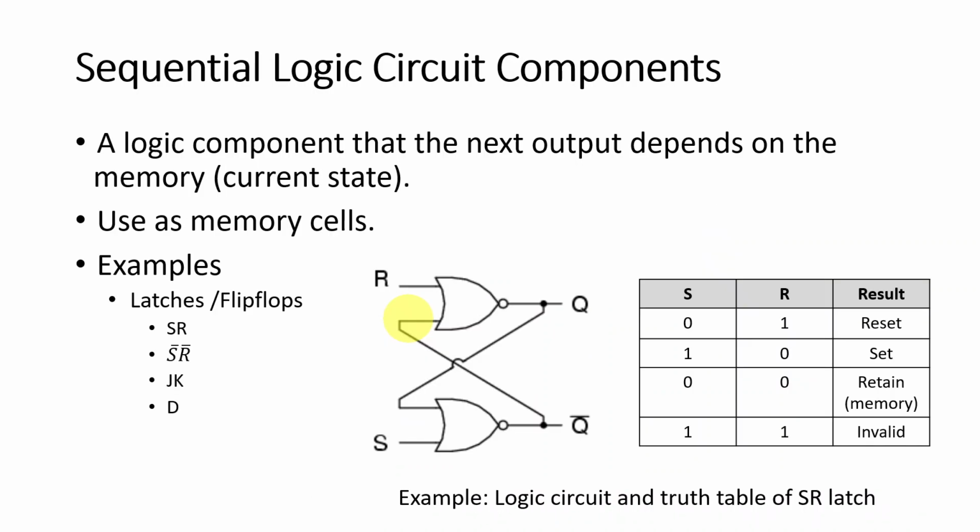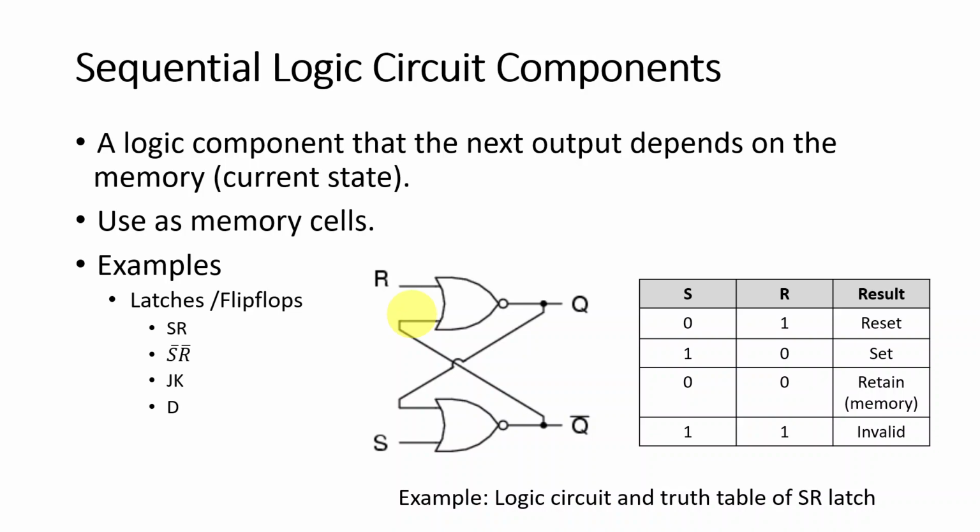Then we have the sequential logic circuit components. The difference is that in sequential logic circuit components, the output depends on the current state. That means when you give the same input combination, depending on the current state, the output can be different. So they depend on the memory.